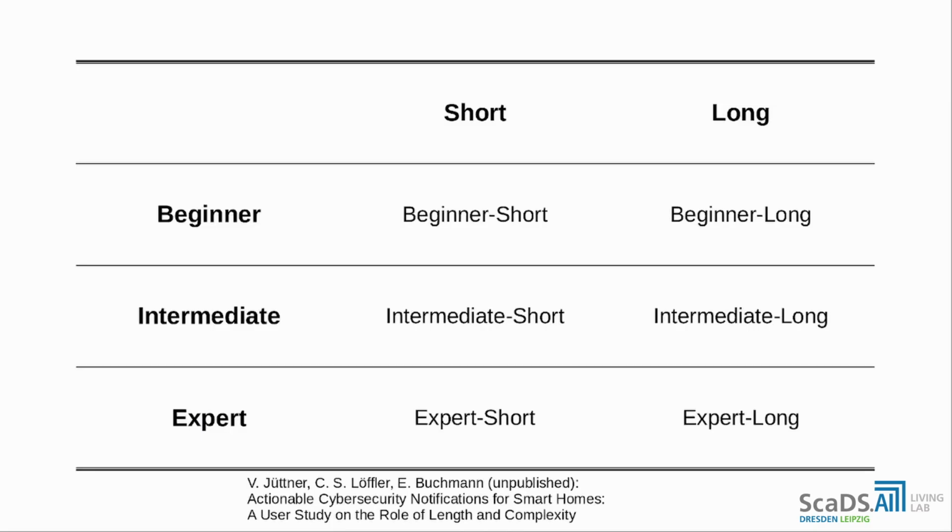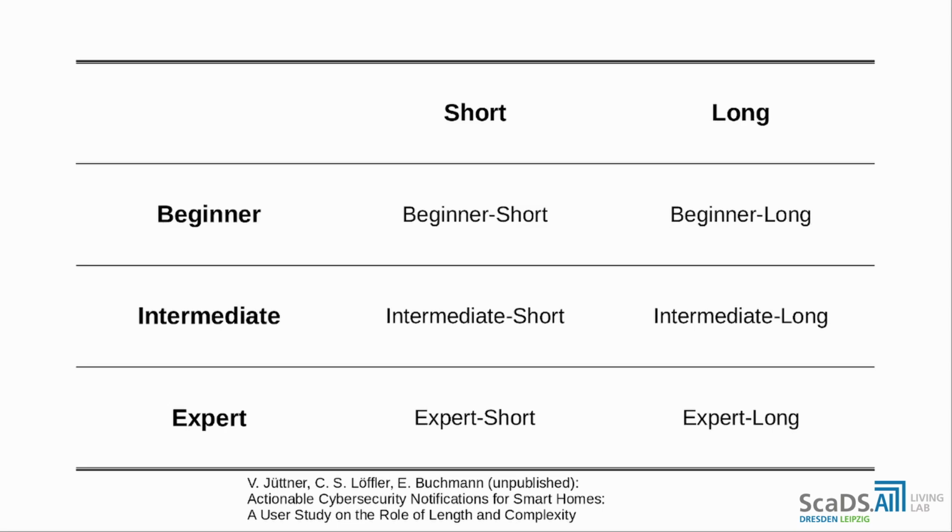For the study, we defined a total of 6 different categories. One dimension for those categories is the length. Here we defined short and long notifications, and for the complexity we have chosen beginner, intermediate and expert.